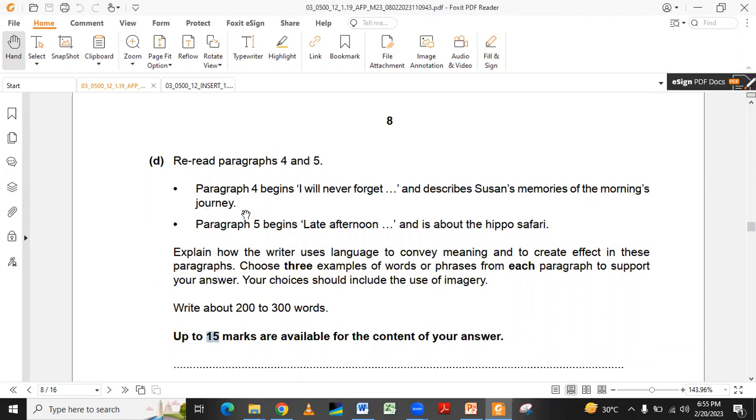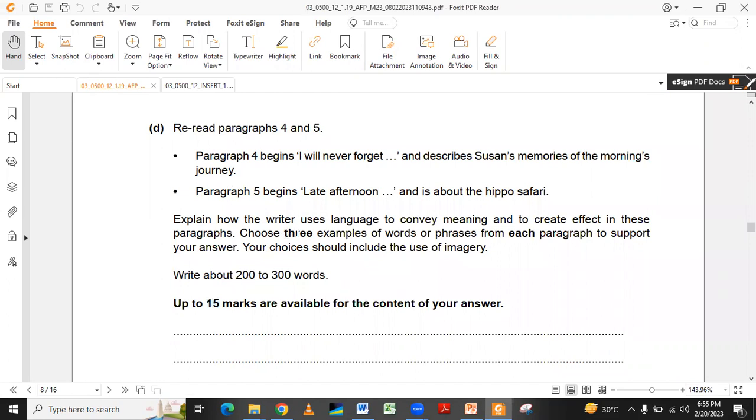And yes, they'll give you 2 paragraphs. You are to select 3 examples of words that portray, words that show imagery. There could be words, there could be phrases. Let me advise you, please choose phrases, okay? Because if you decide to choose words, you might just pick the wrong word, okay? So you give 3 phrases for each. And you are not done.